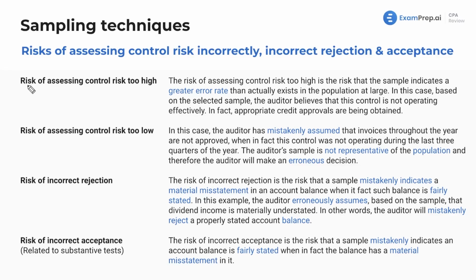We see these 4 risks, and I want to assign something to them. We have these concepts of effectiveness and efficiency. Now, the risk of assessing control risk too high, we're going to say that this goes along with the efficiency of an audit. And since both efficiency and effectiveness start off with EFF, I'm going to say efficiency is EY. These two are efficiency. And what is efficiency?